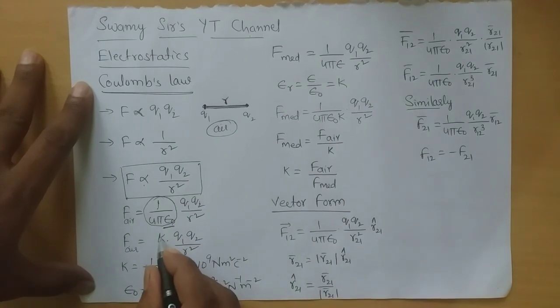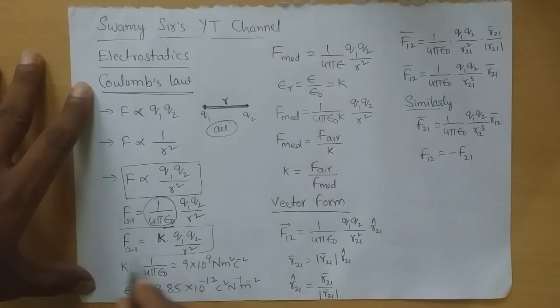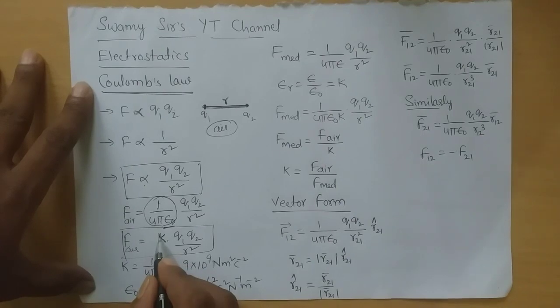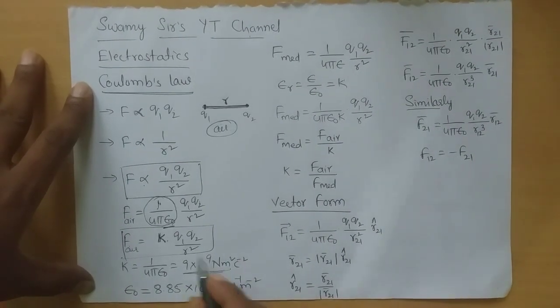In place of 1 by 4 pi epsilon naught, I am writing a small k. This is the electrostatic constant, for our convenience. So F equals k into q1 q2 by r square. This is the formula, where k is equal to 1 by 4 pi epsilon naught, and that value is 9 into 10 power 9 Newton meter square per Coulomb square. Remember the numerical value and the unit are very important, and we will use this value in the problems.